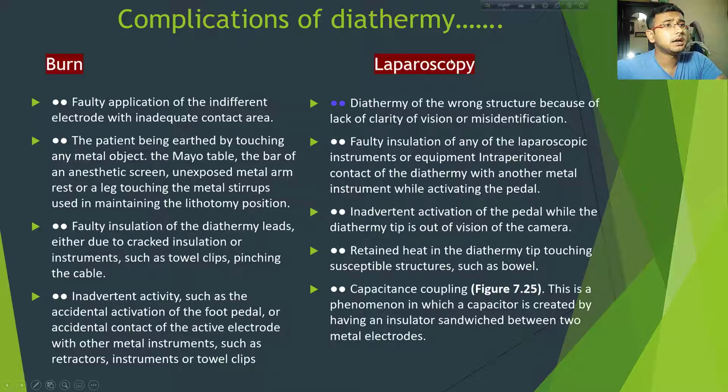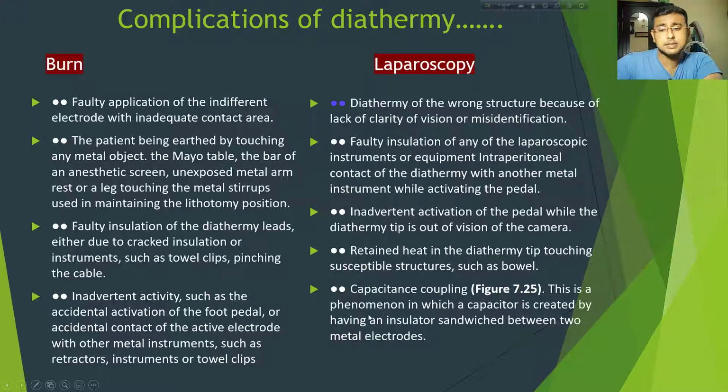Okay, so burn is a complication: diathermy burn is very problematic here, so we must be aware of it. Causes include faulty applications, touching problems, faulty insulations, diathermy leads, cracked insulations, and inadvertent activations. So these are the accidental activations, such as a foot plate, a paddle, or accidental contact with the active electrode.